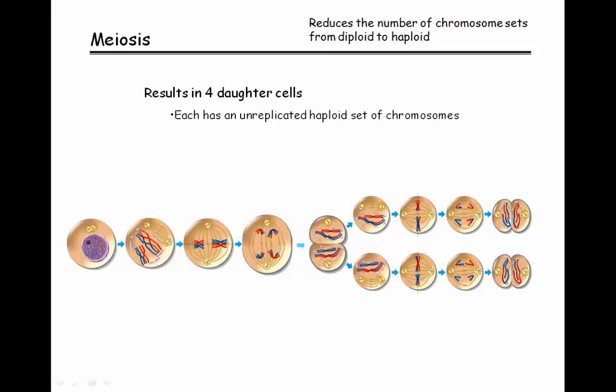So we start with a parent cell that is ultimately diploid, and we end up with daughter cells that are going to be haploid. Additionally, all of these daughter cells that we get are going to be genetically different from each other, so no two will be the same, and they're also going to be different from the parent cell. One of the big reasons why they end up different is due to that crossing over process that we had during prophase 1, and crossing over does produce recombinant chromosomes, so new chromosomes that we did not have before.